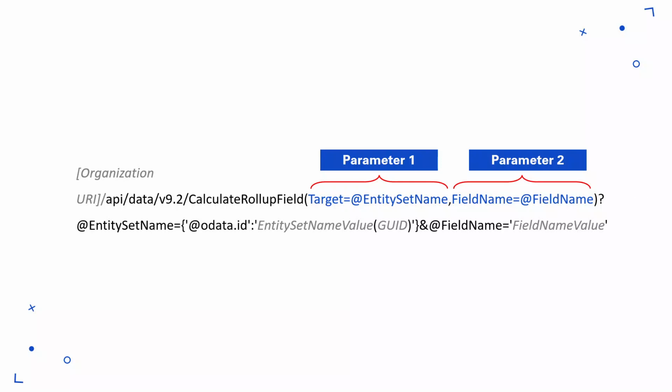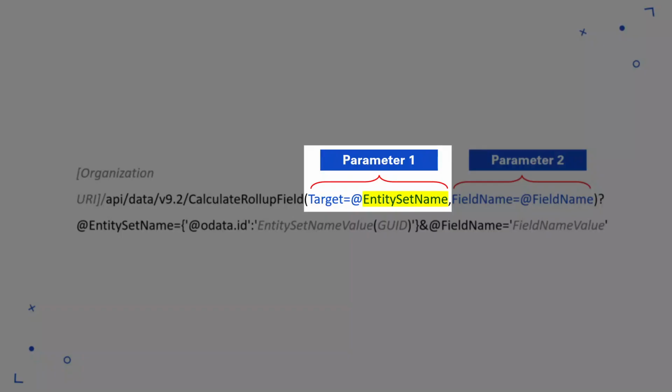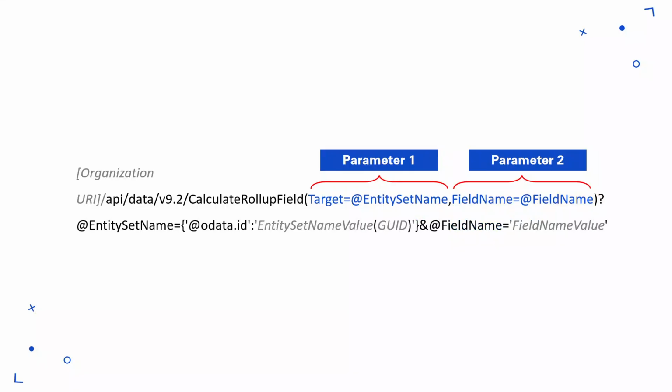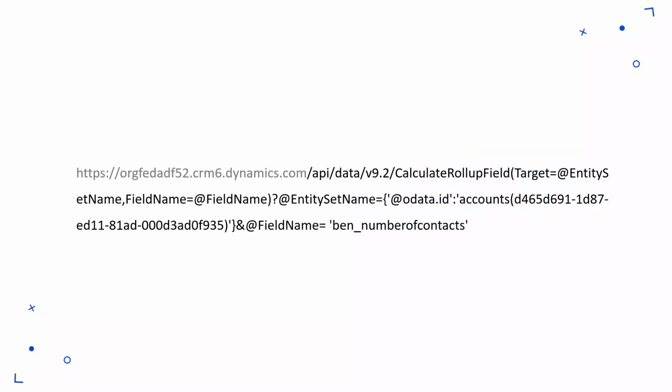This is what the GET request will look like. There's the two parameters of target and field name, and the GUID reference to the row in the table. You have full flexibility on what labels you want to use for your parameters. I'm using entity set name for the target parameter and field name for the field name parameter. Keep it simple and self-explanatory. Putting this all together, this is what the actual request will look like. So let's break down this GET request for your learning.